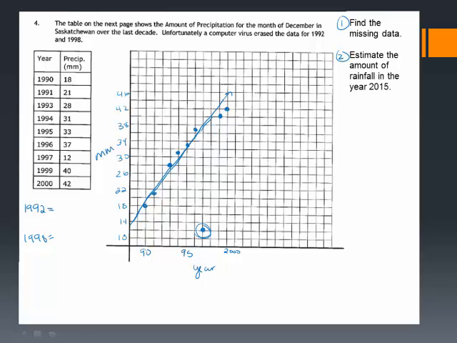Now for 1992, our missing data, we'll come to 92, and we're going to move up along, and we're crossing right here at 24 millimeters. So that's my best guess for 92. 1998, we're coming up to this point, and we're talking about 40 millimeters. Now, we found our missing data. Now we need to estimate the amount of rainfall in the year 2015. So the first step for this is to find the equation of the line.